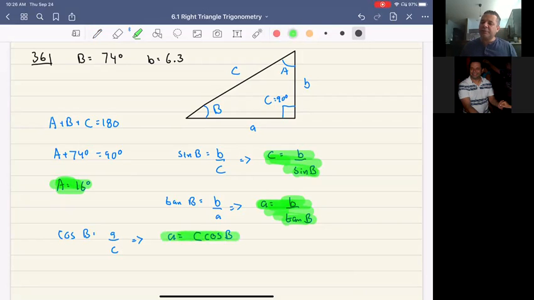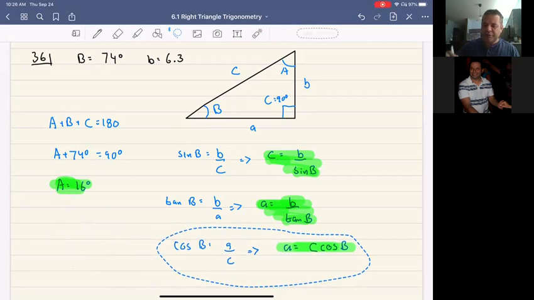But the reason I don't do that is because this c was something I calculated. And what if I made a mistake there? If I made a mistake there, then all the other numbers are wrong. So that's why I stick with the ones that I have from the beginning. I'll be right back.